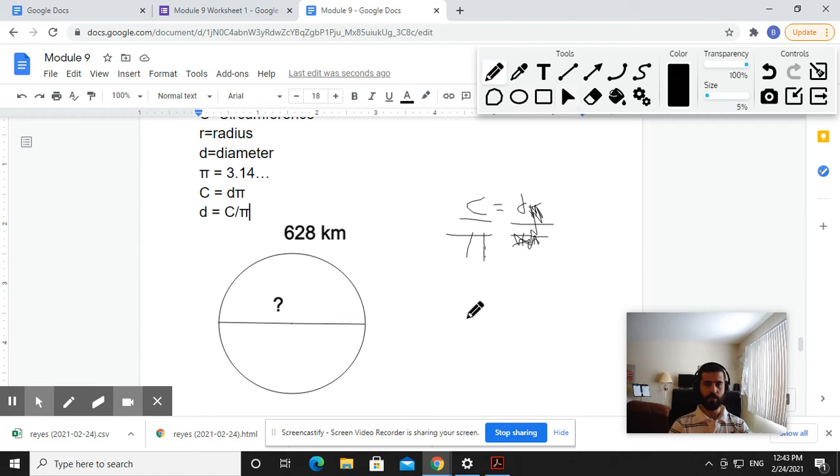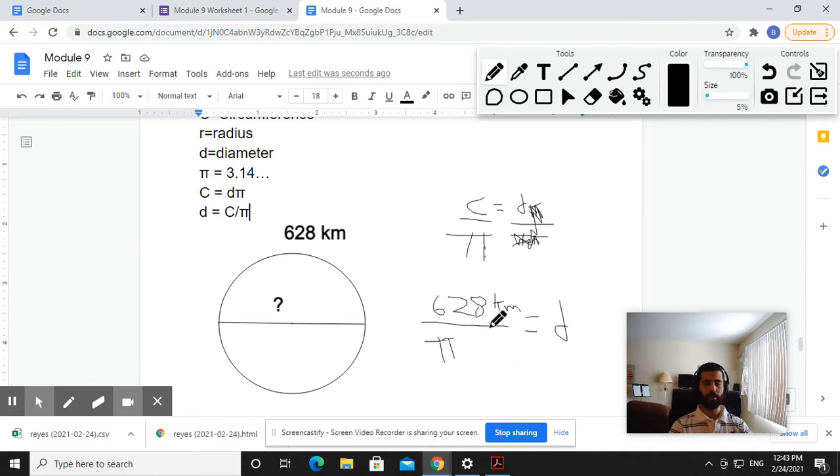Okay, so if we do that, let me just say the diameter is 628. Forgot the 6. 628 kilometers. Those units are important. Divided by pi equals the diameter. So that's just going to be your answer on this worksheet.